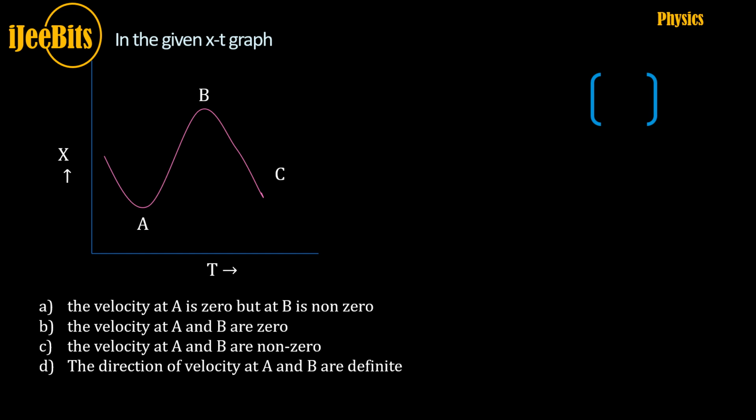Next problem. In a given x-t graph, these are the four possibilities. You have to tell me which one is correct. This is an x-t graph, the position-time graph. We have points A, B, C. Let's understand each option and then you can choose the right one.